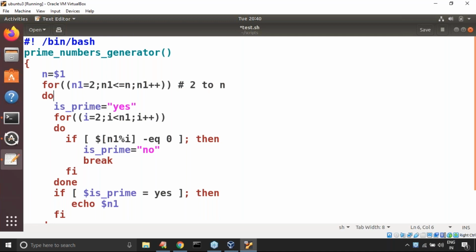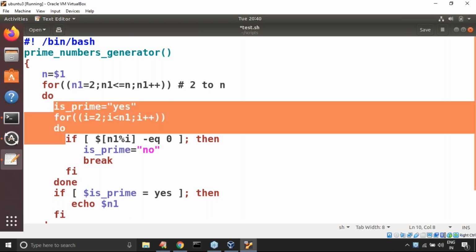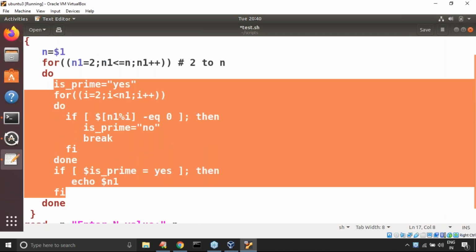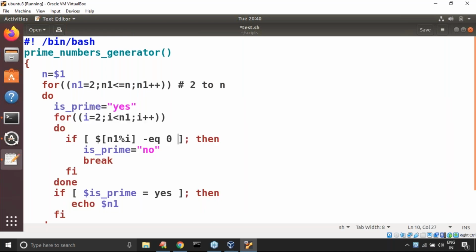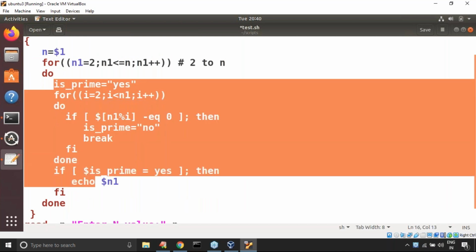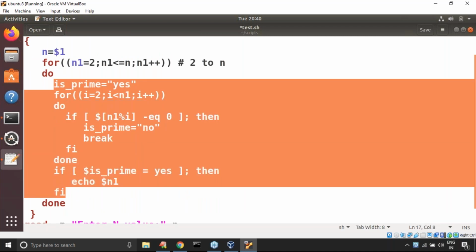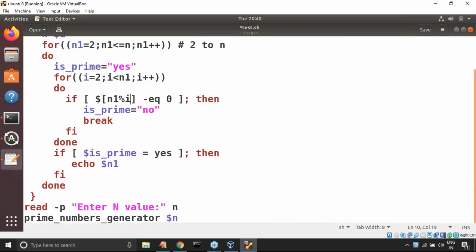So now choose n1 is equal to 2. Now this logic will find whether n1 is a prime number or not. First time n1 is 2, next time n1 is 3, next time n1 is 4, next time n1 is 5, 6, 7, and so on until n. This for loop is going to be repeated. This logic is just to check whether n1 is a prime number or not. Observe carefully here.